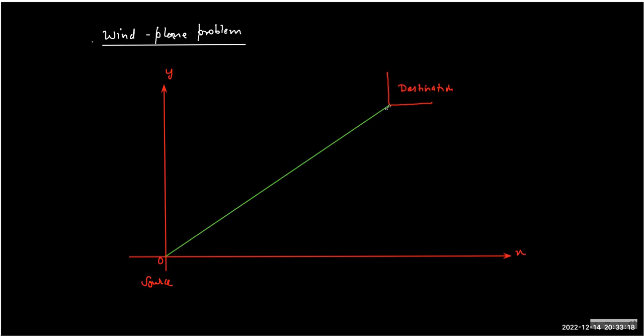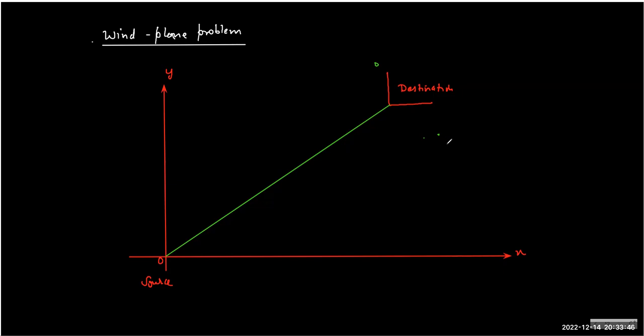Now, can we afford drift in this case? Is it okay to land here or land here? No, sir. So in case of the river boat problem, we were calculating drift. But here we cannot afford drift. We have to always keep the zero drift condition.